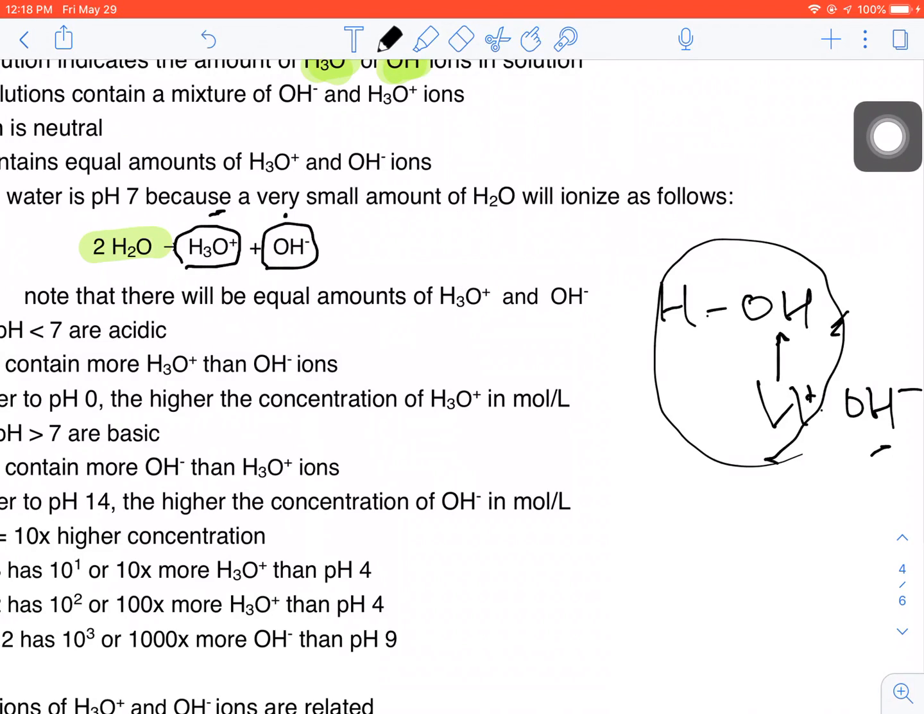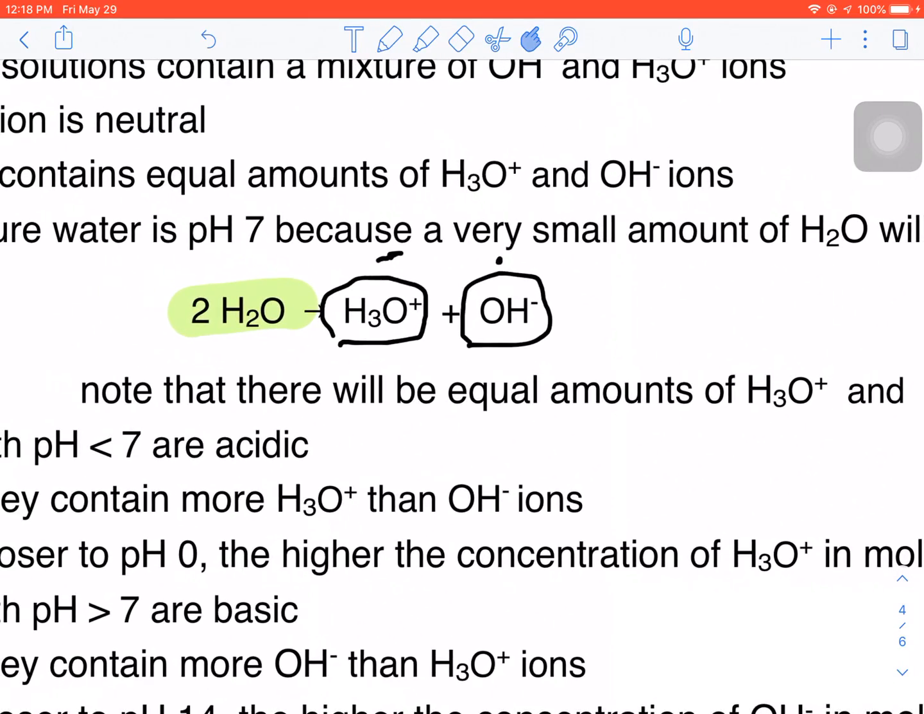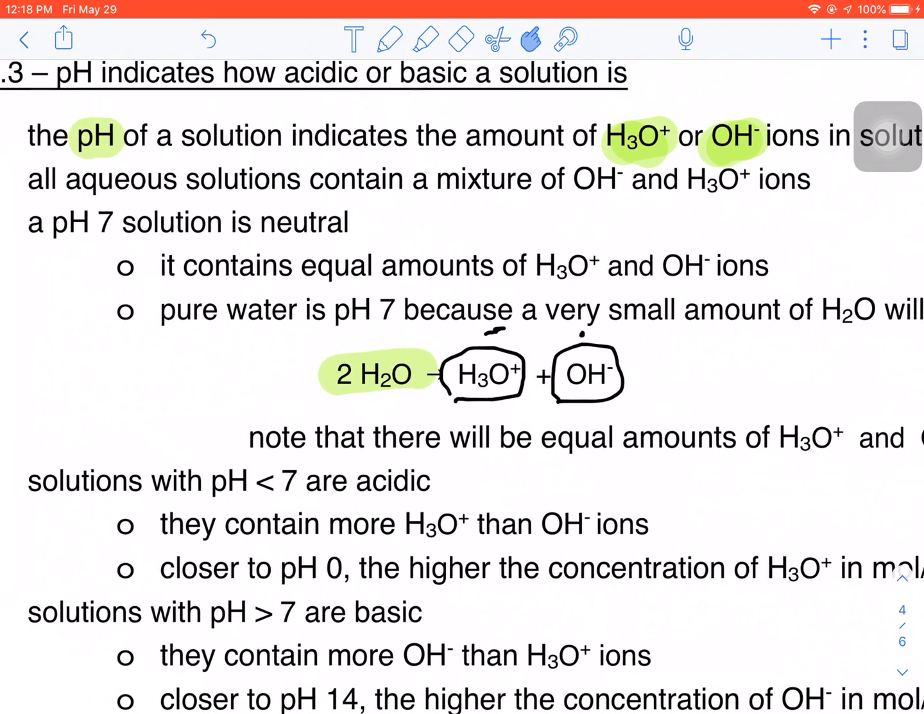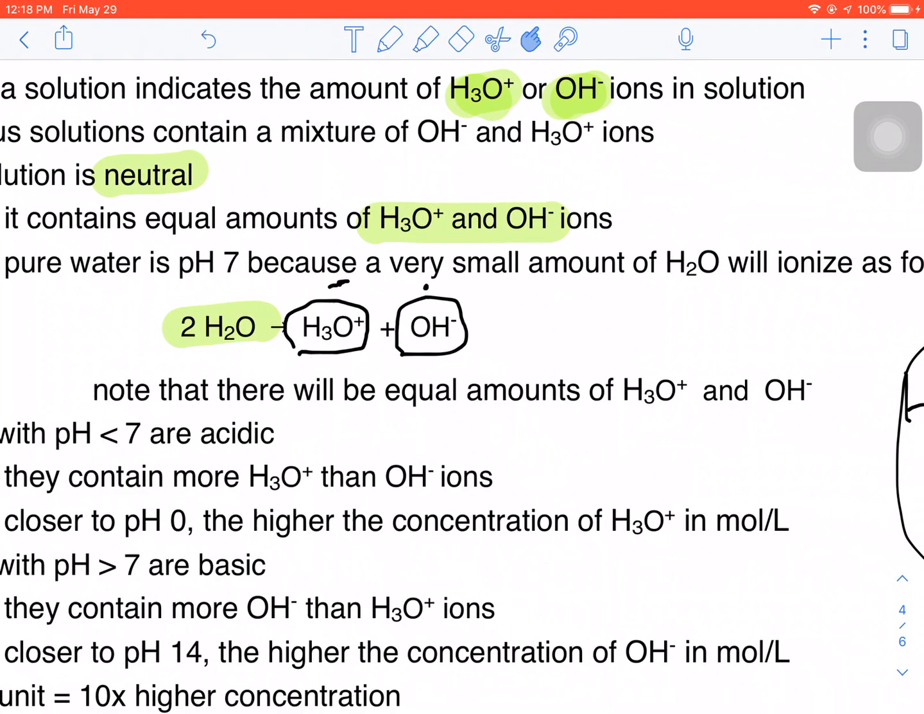So what that means is, because there are equal amounts of both the hydronium and the hydroxide, that makes for a neutral solution. The neutral solution, we know, has pH 7. And now we know the reason why it's neutral is because there are equal amounts of the acid compound, hydronium, and the base ion, hydroxide. So the hydronium ion and the hydroxide ions are there in equal amounts, and that means that the solution is going to be neutral.